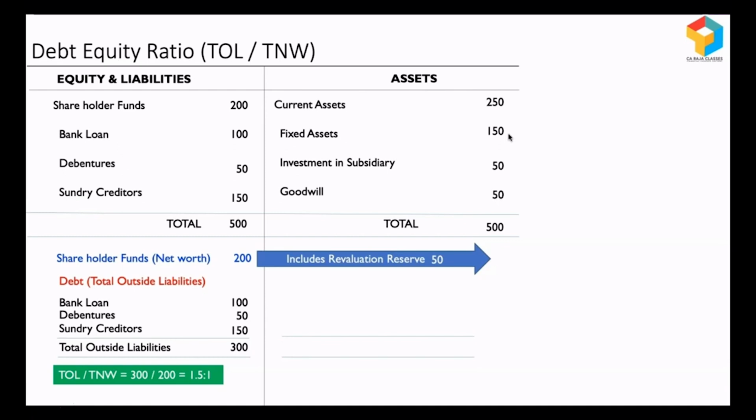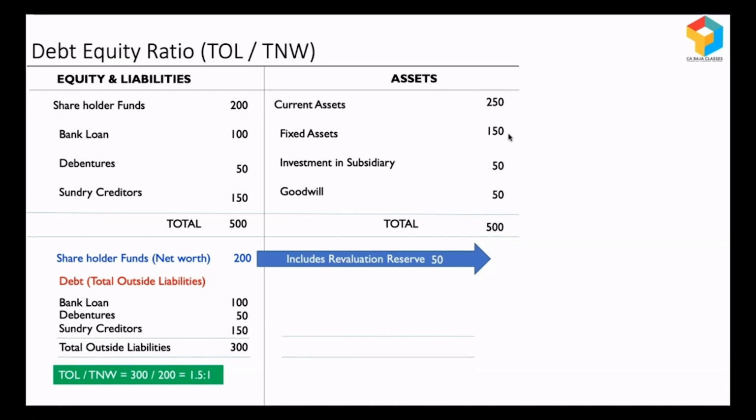Okay, so now try to visualize. On the fixed assets, the original value is 100 plus 50, so it is 150. So that additional 50 is also kept on the left hand side under shareholder funds with the heading revaluation reserve. Okay, but that money was not at all realized.